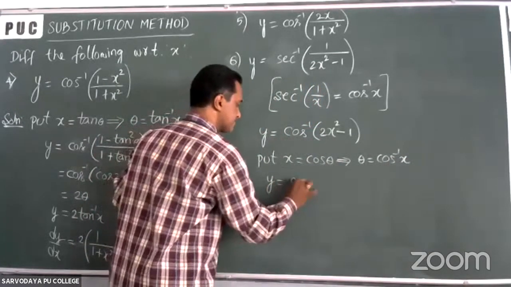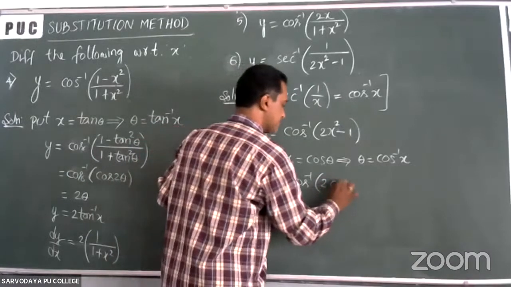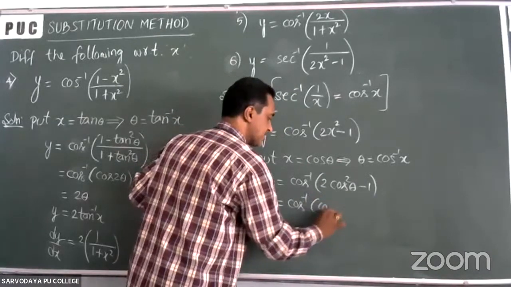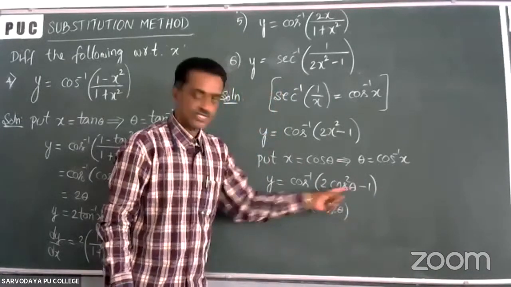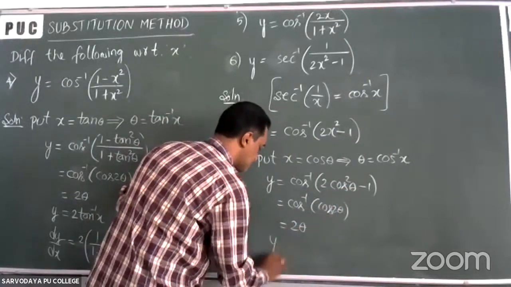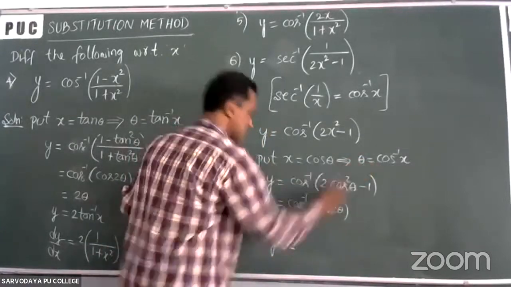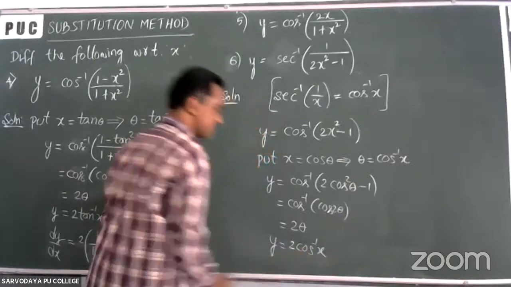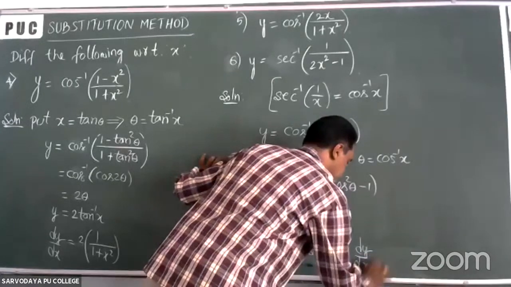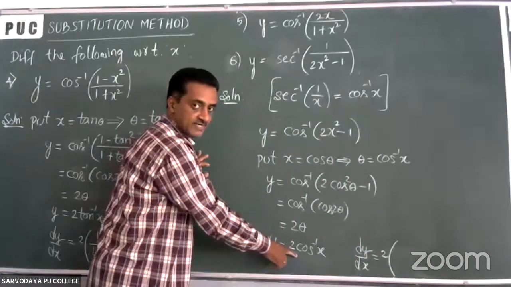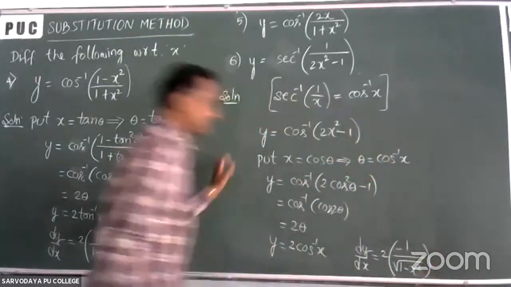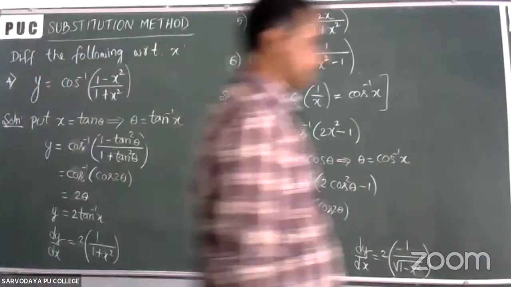y is equal to cos inverse of 2 cos square theta minus 1, which is equal to cos inverse of cos 2 theta. 2 cos square theta minus 1 is cos 2 theta. So cos inverse of cos 2 theta is 2 theta, and y is equal to 2 into theta, that is 2 cos inverse x. Now this is ready for differentiation. If you differentiate, you get the answer you need. So dy by dx is equal to 2 into the derivative of cos inverse x, which is minus 1 divided by root of 1 minus x square. That's the derivative. Okay, fine. Some of you are answering? Good.